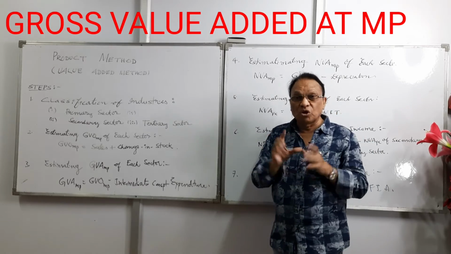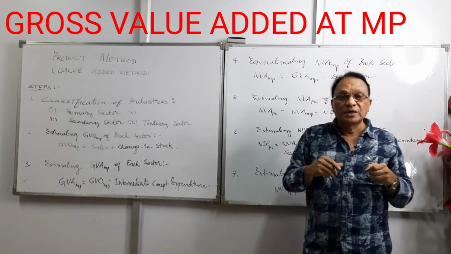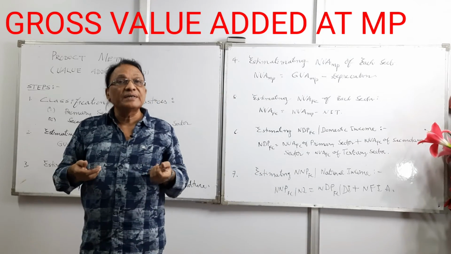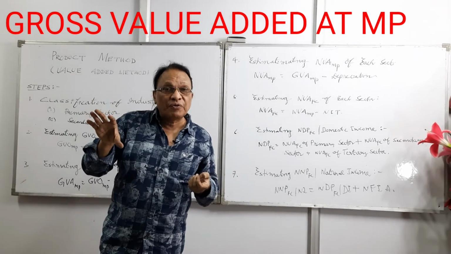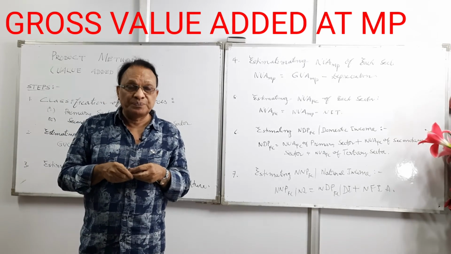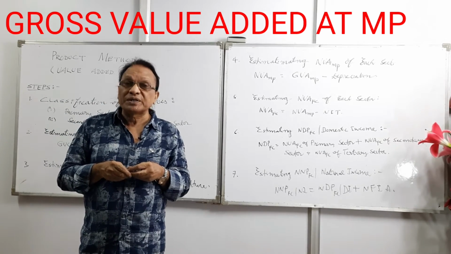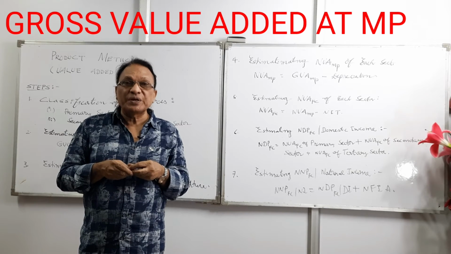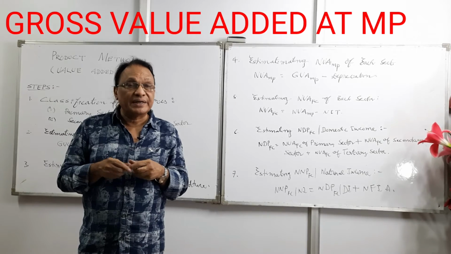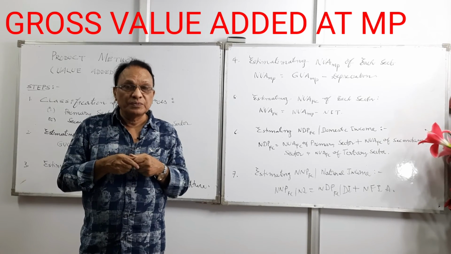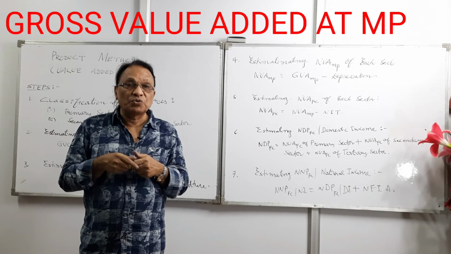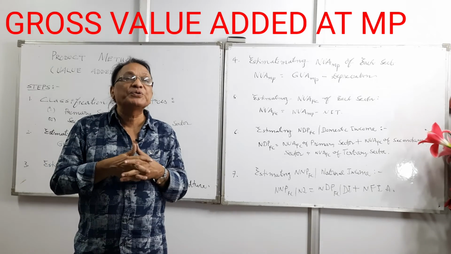How do you find out gross value added at market price? Gross value added at market price is equal to gross value of output at market price minus intermediate consumption expenditure. What it means, to produce any commodity, the firm has to buy raw materials, that is intermediate goods. So by subtracting the value of these intermediate goods, we can find out the value addition made by the producer.